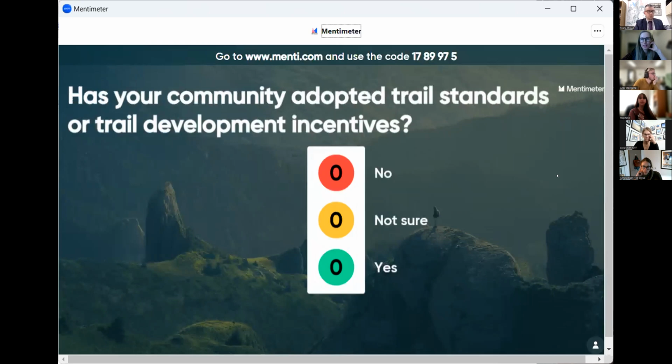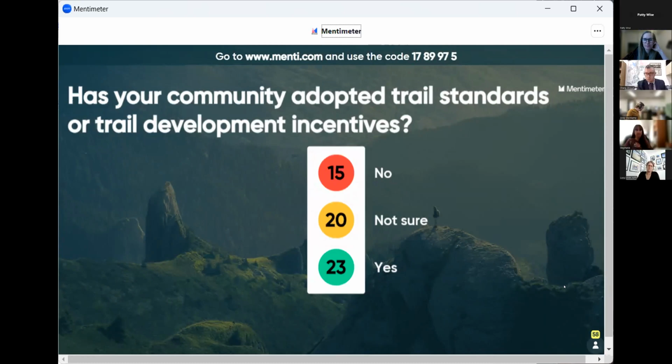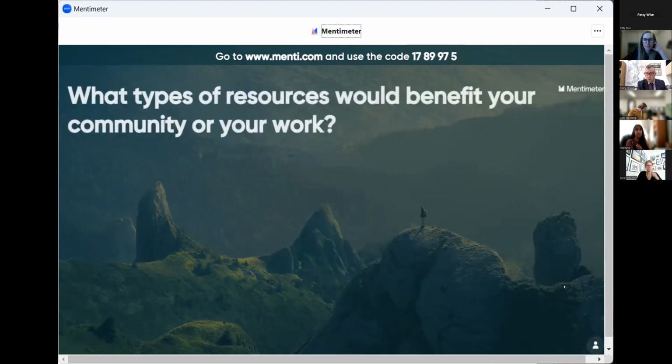So if you're working as a planner for a community, or you're an elected official, I'm just really curious how many of your communities have adopted trail standards or trail development incentives? Okay, we're seeing a lot of green lights. Awesome. Okay, that's helpful to see. We'll go to the next one.